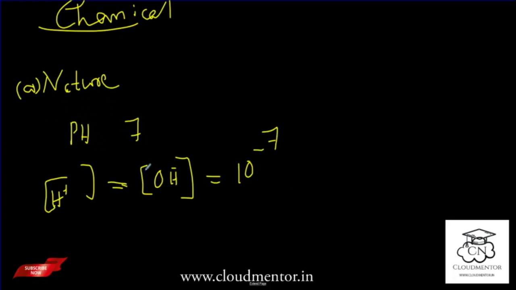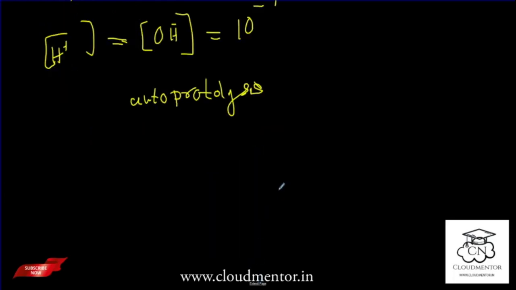And water undergoes self ionization, that is also called autoprotolysis, that is self ionization, and hence it is amphoteric in nature. Amphoteric means it can act both as the acid and alkali.